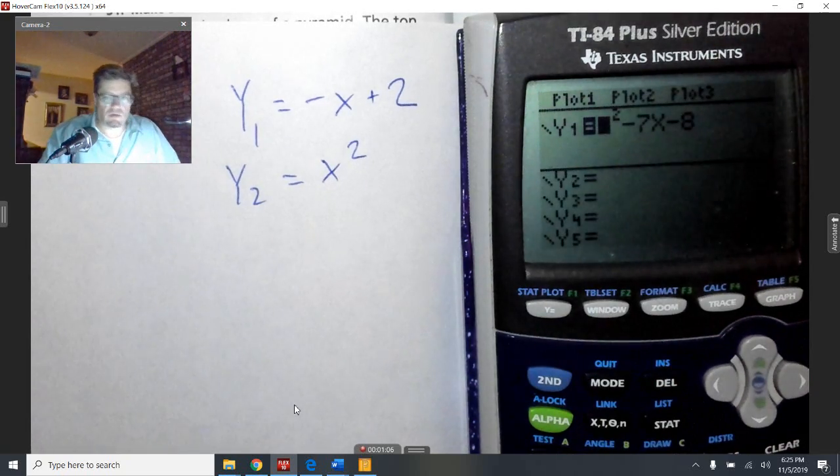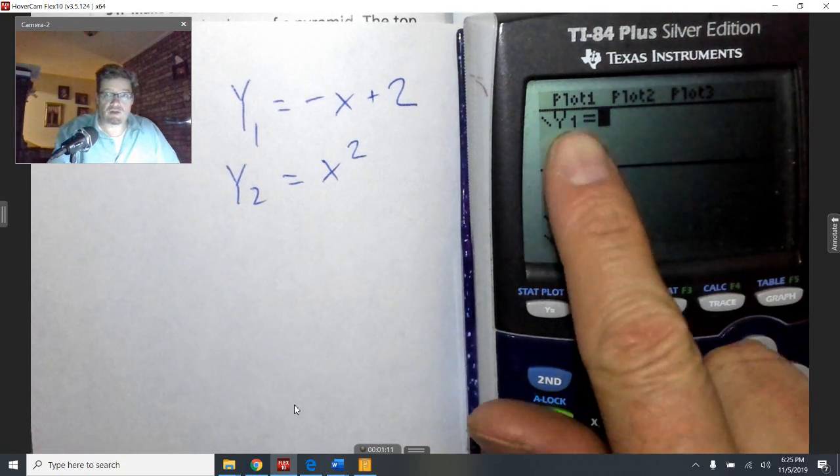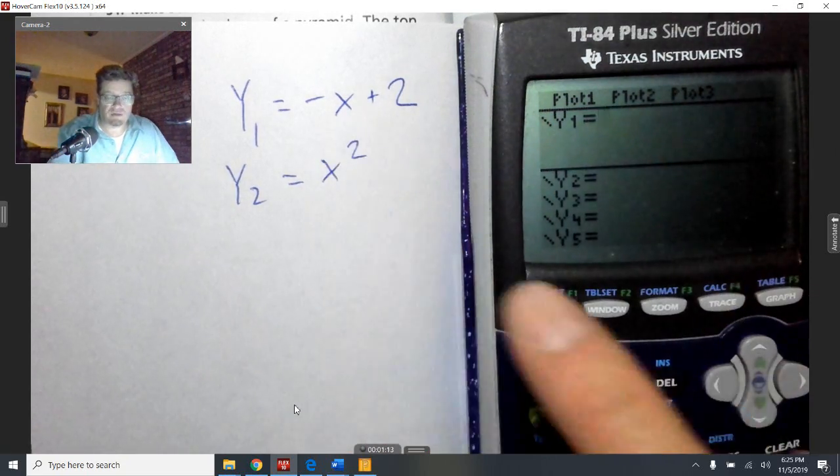When I hit y equals, it looks like I already have something in there, so I will clear it. I'm going to make sure that these plots are off, and I'm going to type in negative.